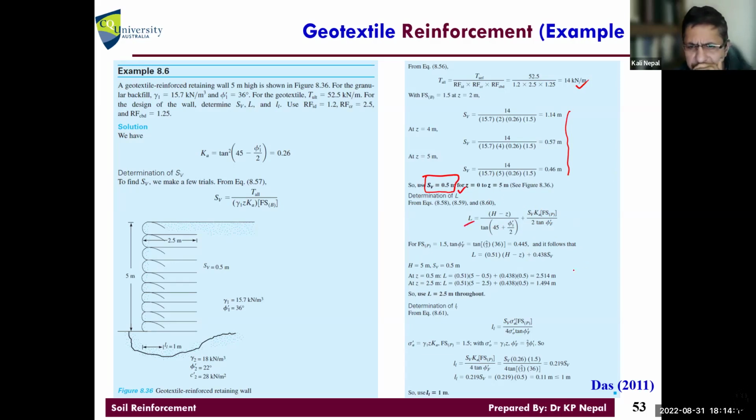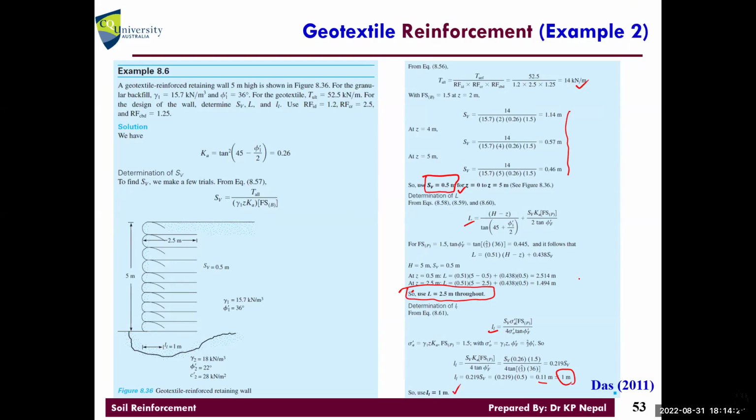Length we calculated. So length total is around 2.5 we use. That's good, yeah. So lap length is very small. So that means we use 1 meter, right? That's the minimum required. Oh, that was okay.